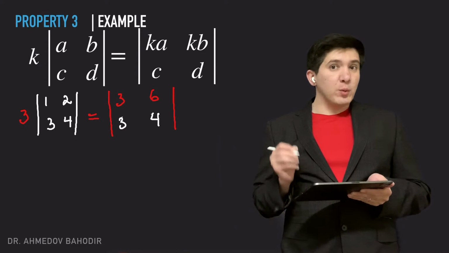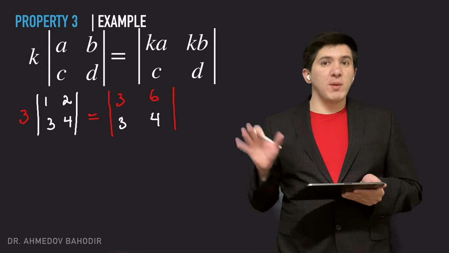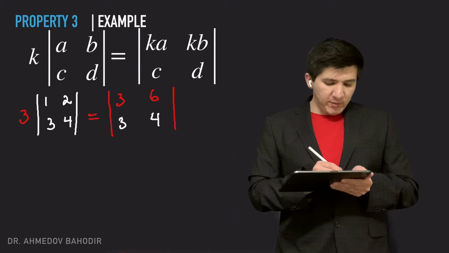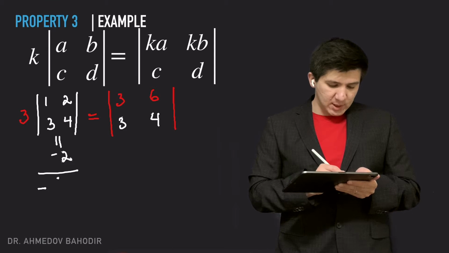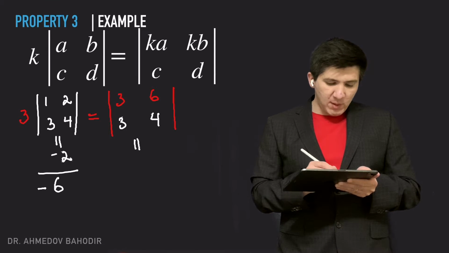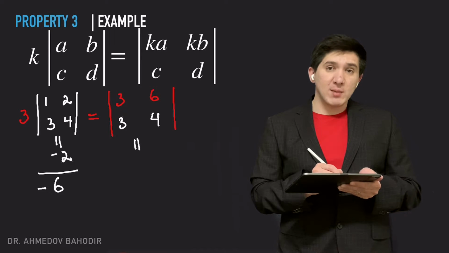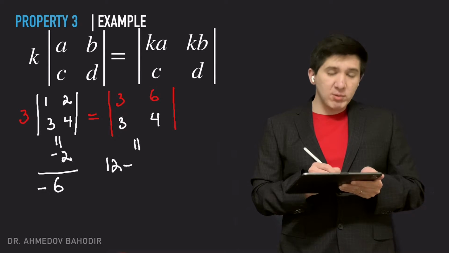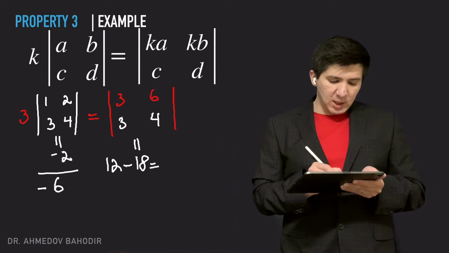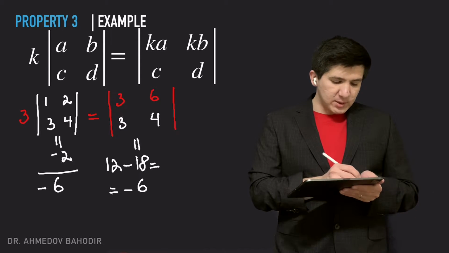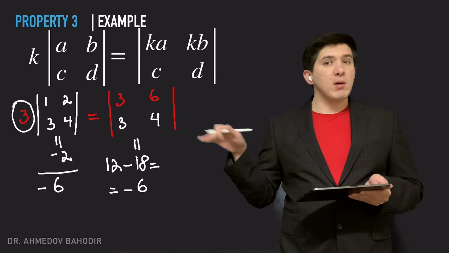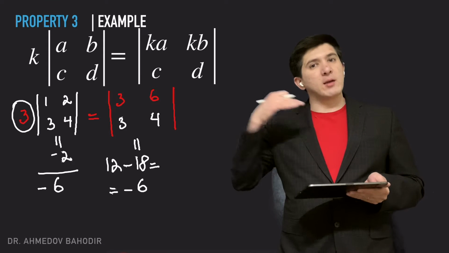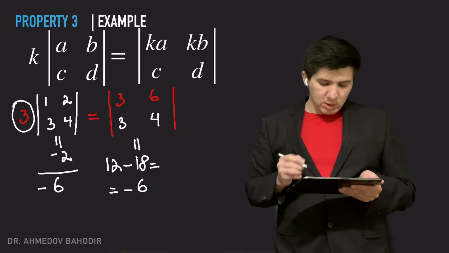So let's check this. We know the formula for finding 2 by 2 determinants, right? The determinant of this matrix is equal to -2 multiplied by 3, which is -6, right? And the determinant of this matrix is 3 times 4, which is 12, minus 3 times 6, which is 18, which is also equal to -6. So you see again, if you multiply by 3, it is going to be multiplied to either the first row or the second row. It can go inside your matrix.